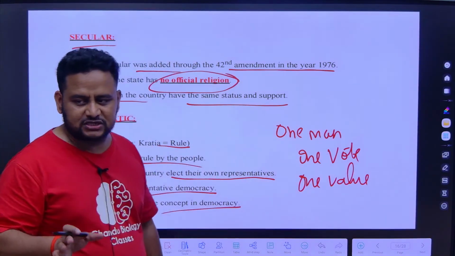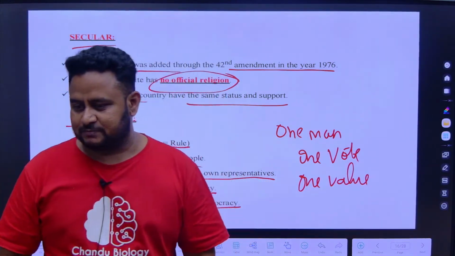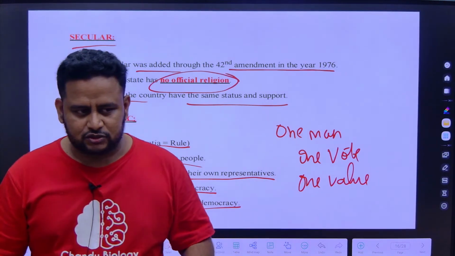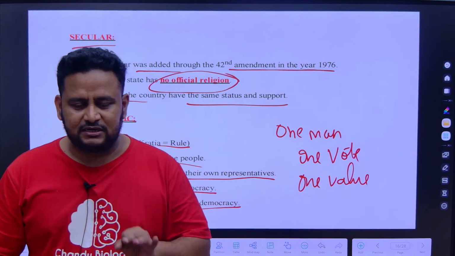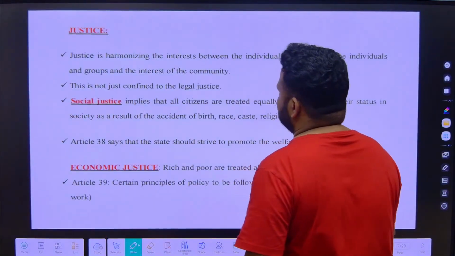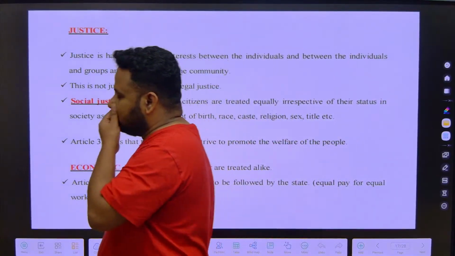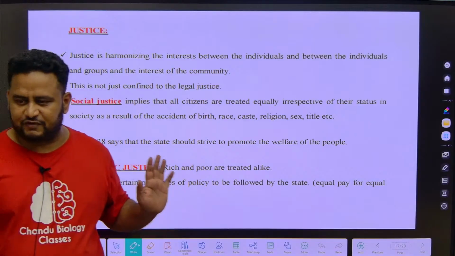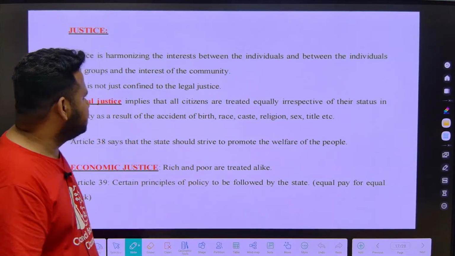When I talk about socialism, it is democratic socialism. Democracy, it is representative democracy. Understood? Clear? So we understood what is sovereign, socialist, secular, democratic republic. Now justice. These are the objectives which you have to learn: justice, liberty, equality, and fraternity. JLEF, I told you.